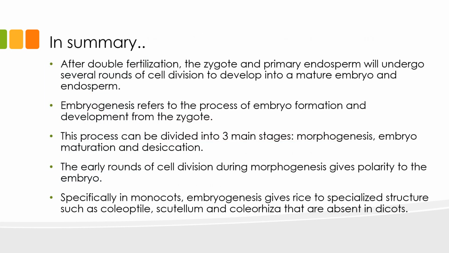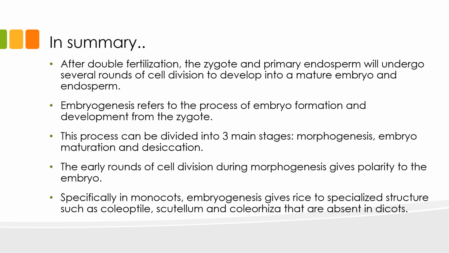To summarize, after double fertilization, the zygote and primary endosperm will undergo several rounds of cell division to develop into a mature embryo and endosperm. Embryogenesis refers to the process of embryo formation and development from the zygote. This process can be divided into several morphogenic events, namely morphogenesis, embryo maturation, and desiccation. The early rounds of cell division of the zygote give polarity to the embryo.